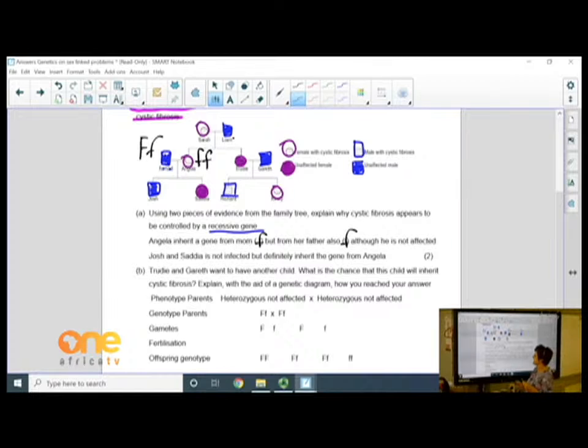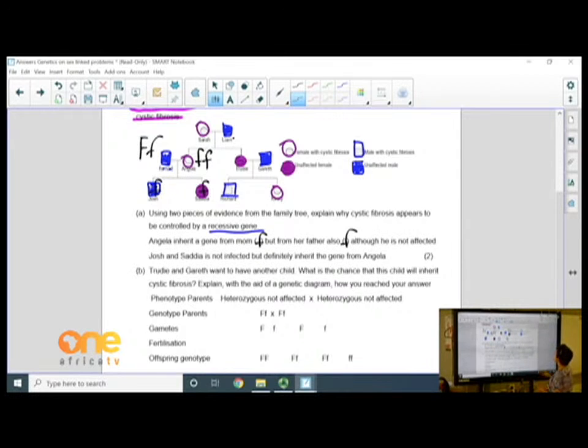Josh and Sadia are not affected, but they both inherited the f gene. They inherited the f gene, but they are not affected, so I know that it must be a recessive gene, because you can see they are not affected.